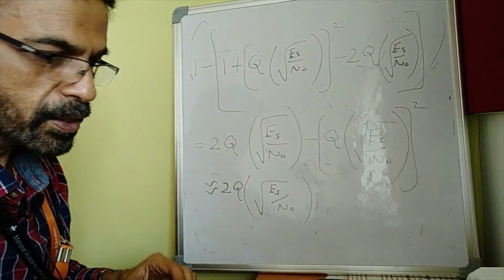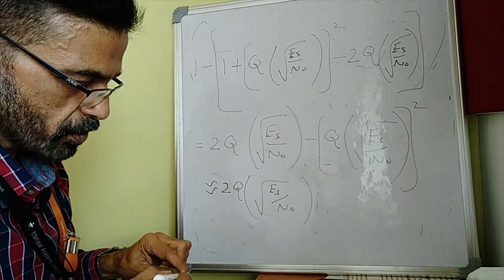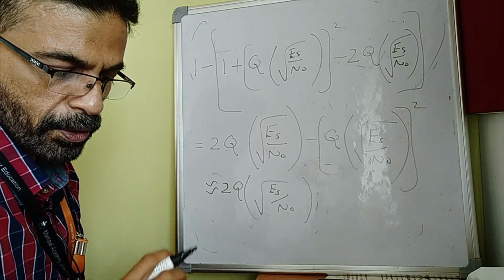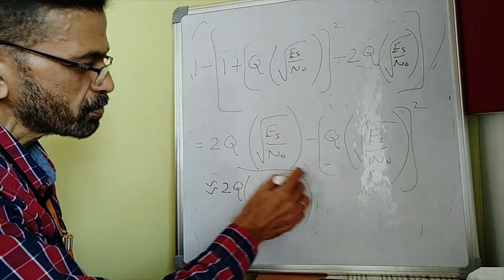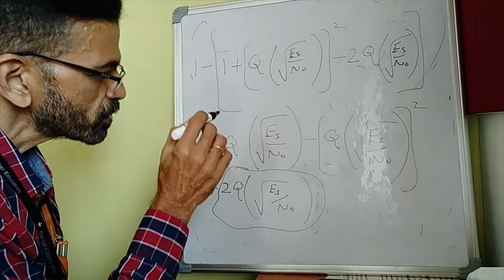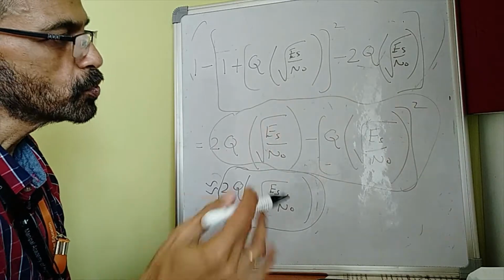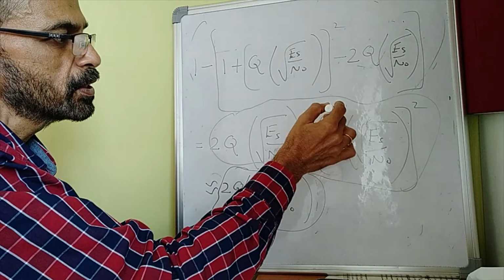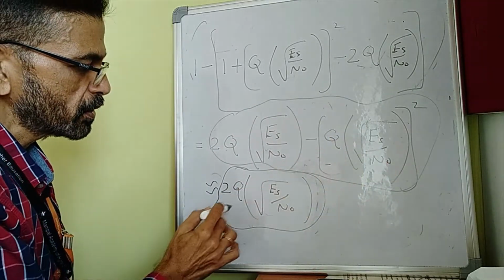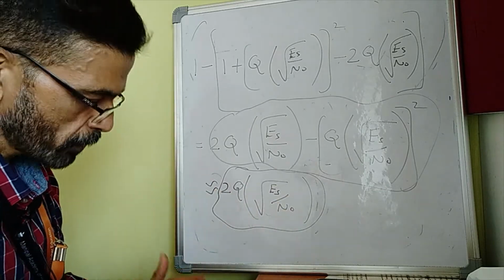So we can conclude by saying that the probability of symbol error in QPSK is approximately this, and to be more specific, it is this. When Es by N naught is very large, we can neglect this and approximate it to this.